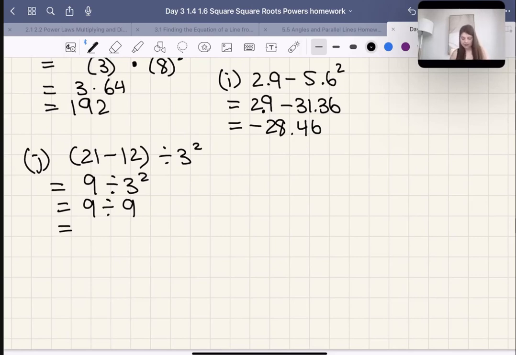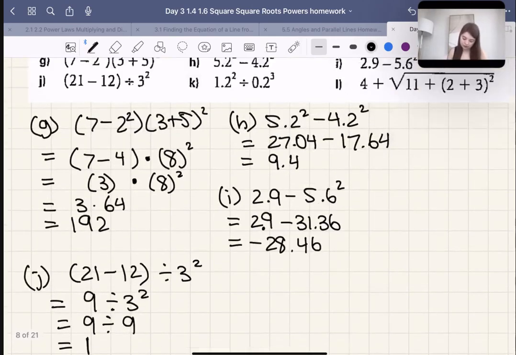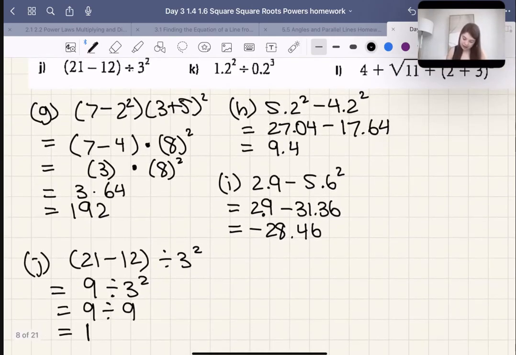Okay, now do we have any multiplication or division? Yes, we have 9 divided by 9, which is 1. And so that's our answer. We don't have any multiplication or any more division or any addition or subtraction, so we're just done.